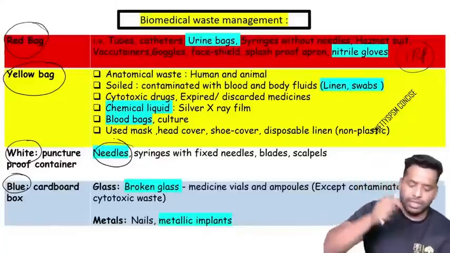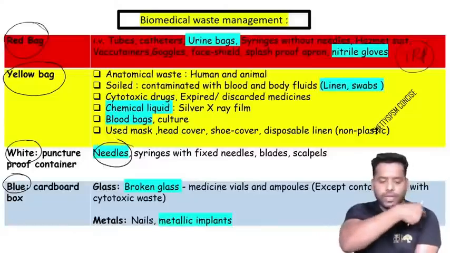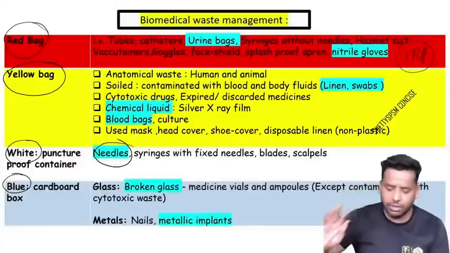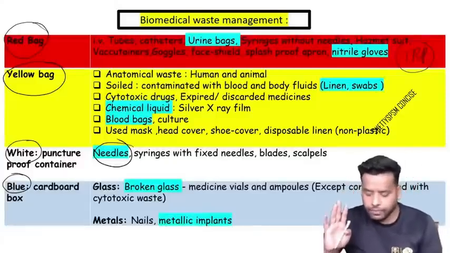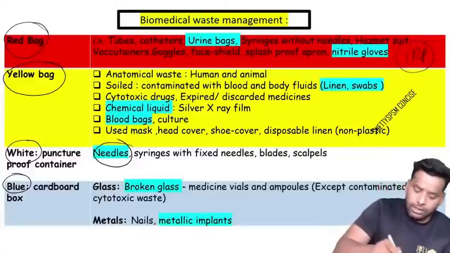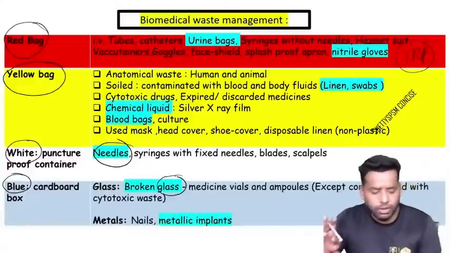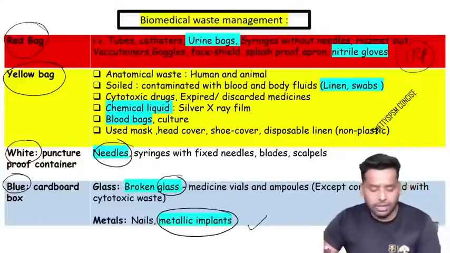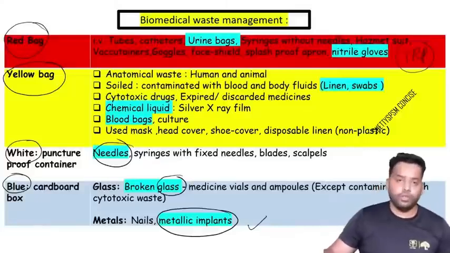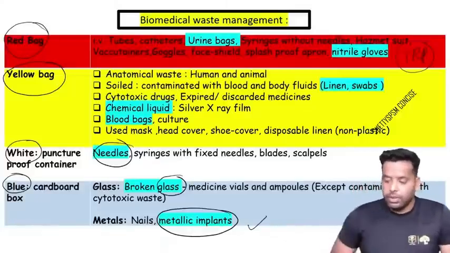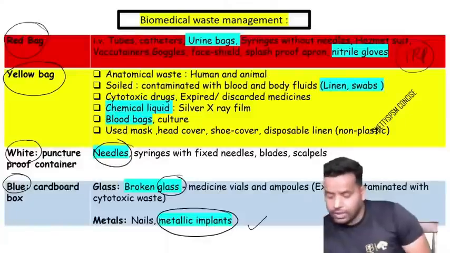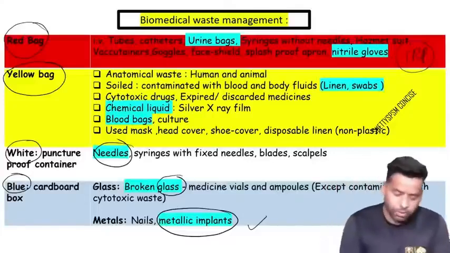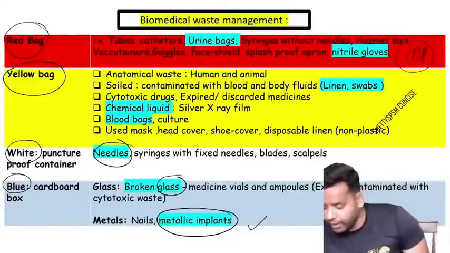Sharps which will lead to bleeding, like when you prick or cut yourself, you might be exposed to sharps, like any sharp edges, like blades. White. Glass, either broken or not broken, will go into blue. Metallic implants, blue. Any glass contaminated with cytotoxic waste, where will it go? Blue cardboard box. Cytotoxic waste, yellow.